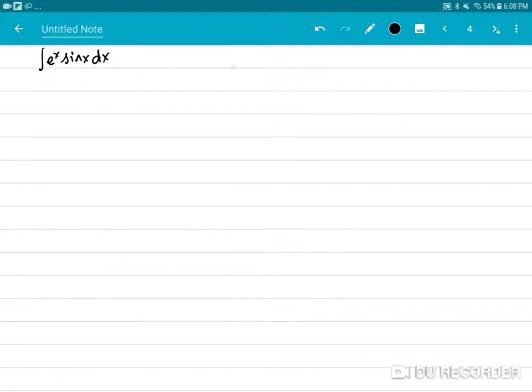So I'm going to let u be e to the power of x and dv be sine x dx. Let me divide this. Perhaps I might need it. So I'm going to let u be e to the x and dv sine x dx.